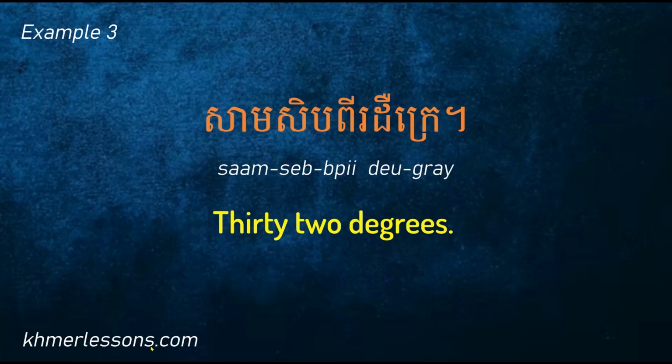And the answer is, for example, 32 degrees. 32 degree. So number comes before degree. So this is how to use how many and number before language, before word, sentence, or about the temperature.